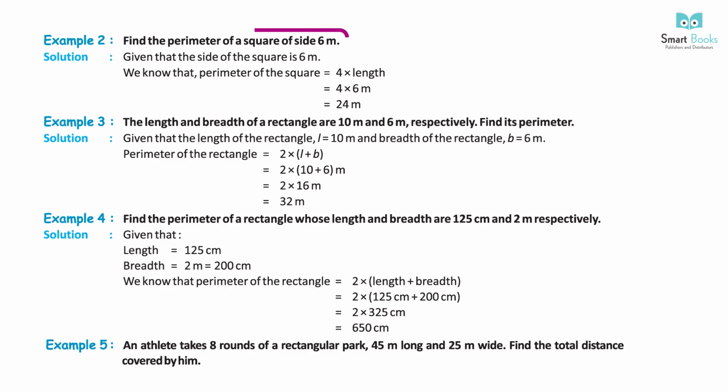Example 2. Find the perimeter of a square of side 6 meter. Solution.